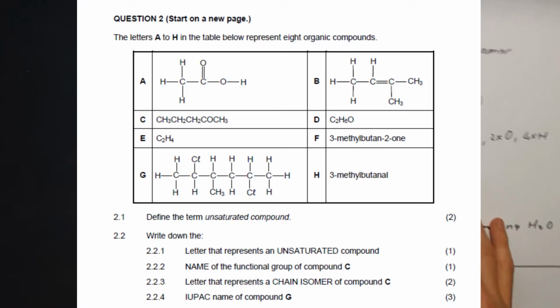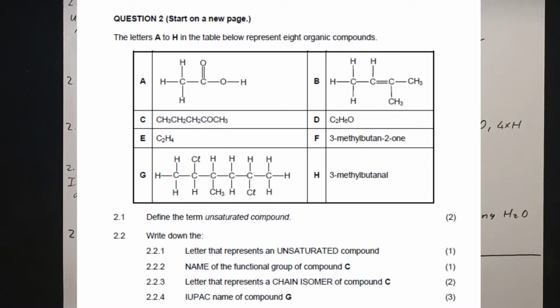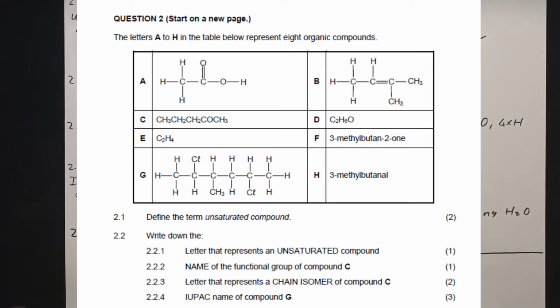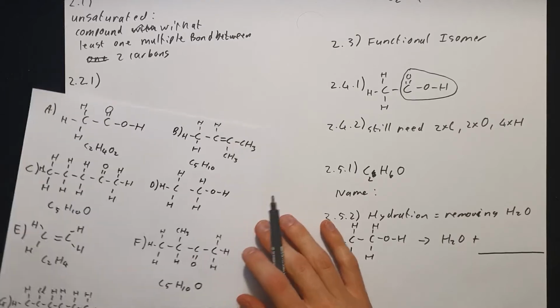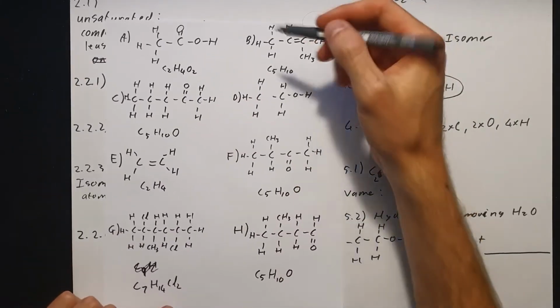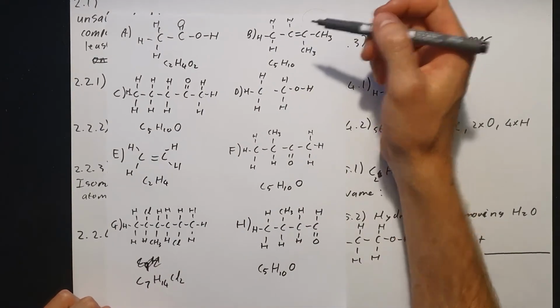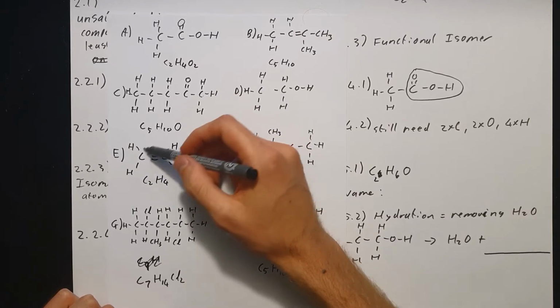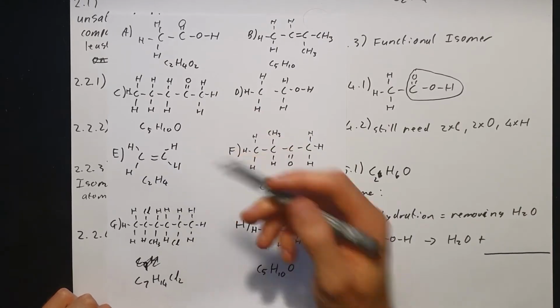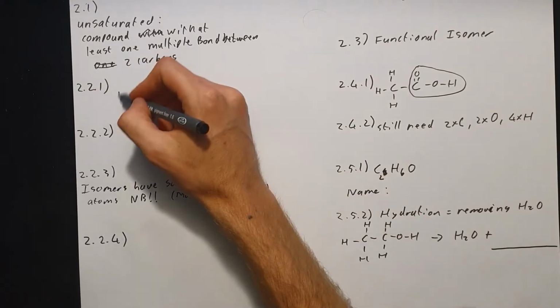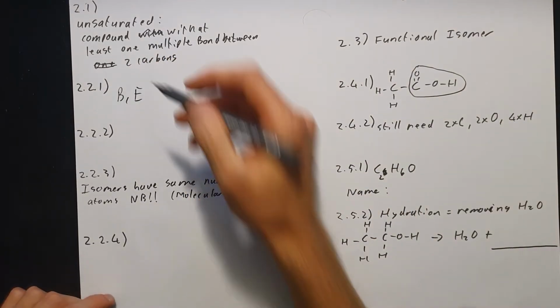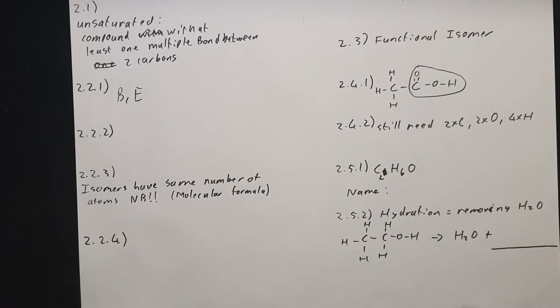Now if we look at 2.2, it says write down the letter that represents an unsaturated compound. I gave it away there. For 2.2, we are going to be looking at B and E. E also has a double bond because it's C2H4. So the answer there is B and E, and that will give you your 2 marks.